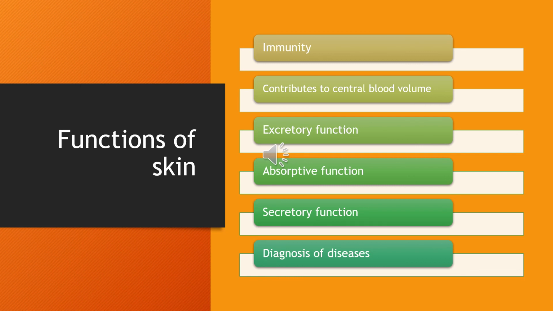Next is the excretory function. The skin excretes small quantities of waste materials like urea, salts, fatty substances, etc. Next is absorptive function. Many lipid soluble substances are absorbed through the skin. Also, it can act as a route for drug administration, especially topical ointments where the absorption through skin is poor but a local effect is needed. There, topical ointments have a role, and there are also subcutaneous implants, etc. They are different modes of drug administration.